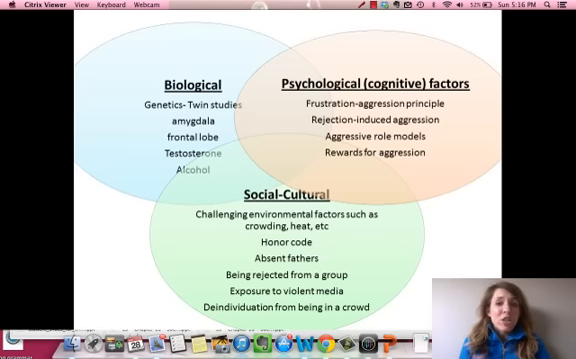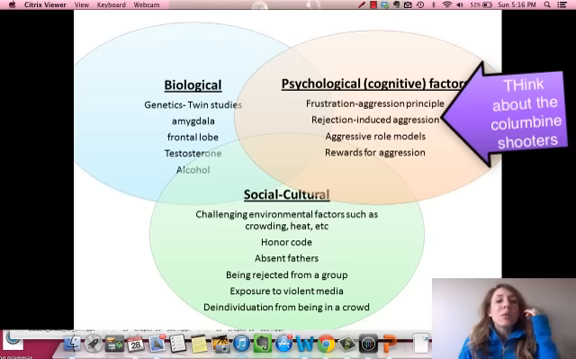The psychological factors, or the way that you think about and deal with things: the first one is the frustration-aggression principle, and this is very simple. It's the idea that when you're blocked from accomplishing a goal, that frustration can make you angry, which makes you aggressive. Rejection-induced aggression can be like isolation. If people reject you, they won't let you be part of their group, that can lead to aggression because feeling a part of a group or accepted is a huge human need.